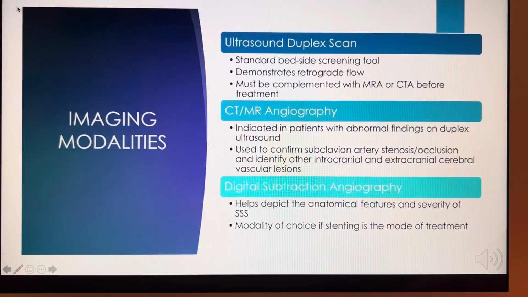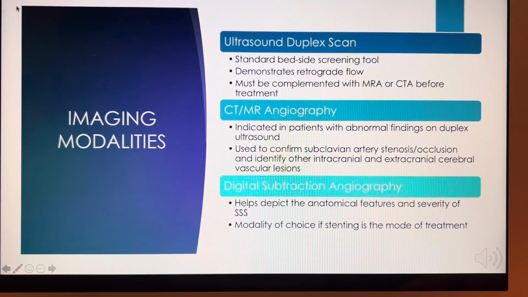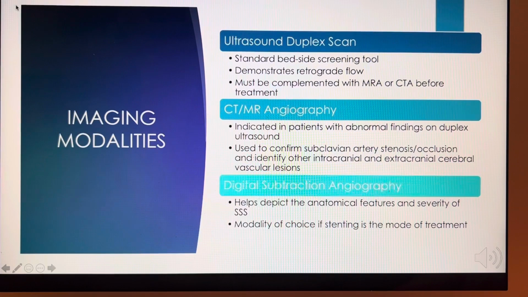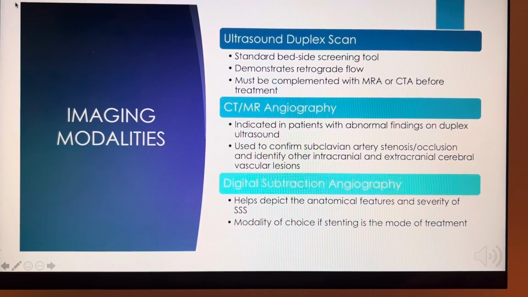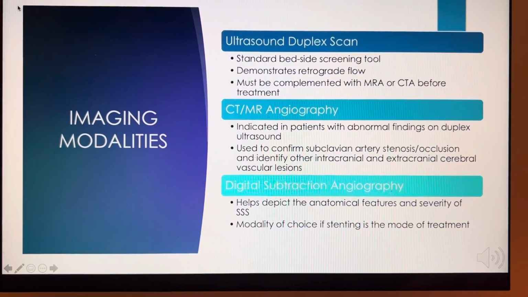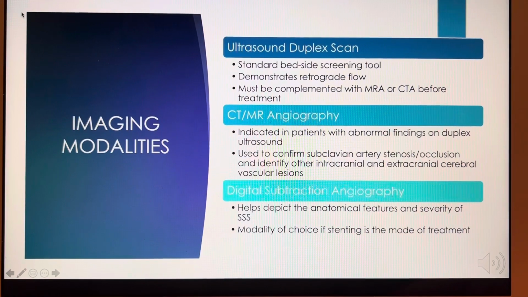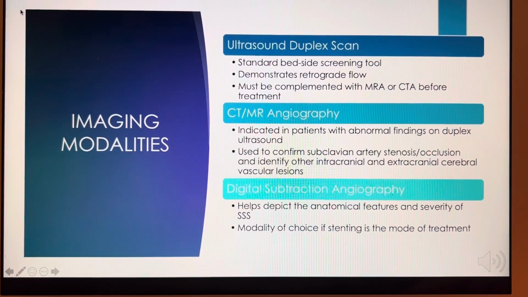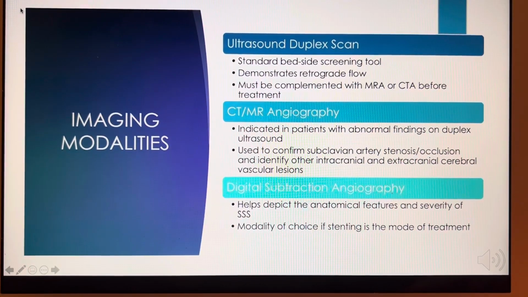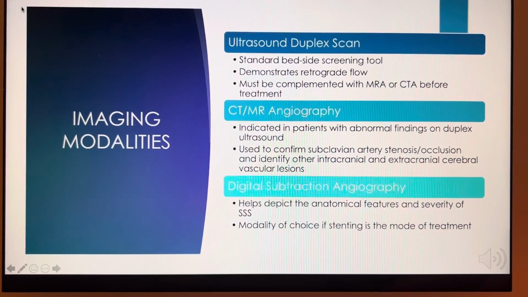The imaging modalities that are used to diagnose and identify subclavian steal syndrome include ultrasound, CT and MR angiography, and digital subtraction angiography. Ultrasound is typically the standard bedside screening tool. It demonstrates retrograde flow using duplex and color Doppler, and it's complemented with MR and CT before treatment.